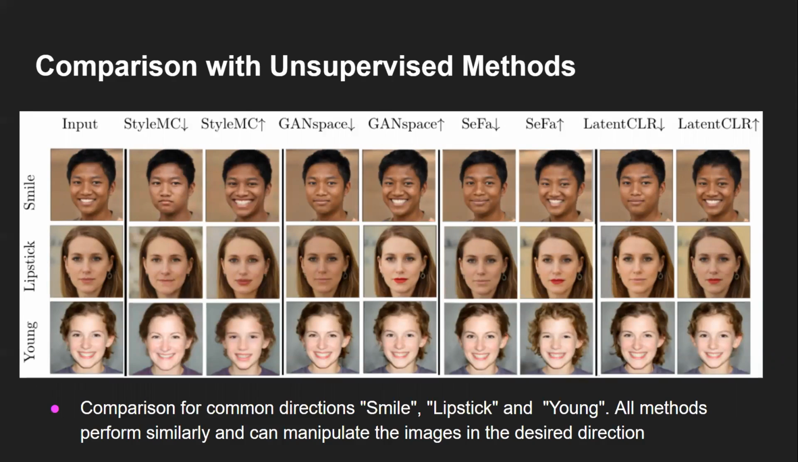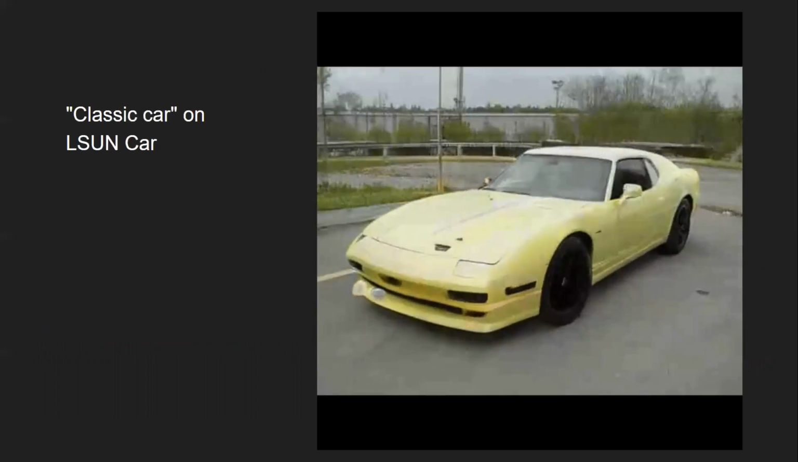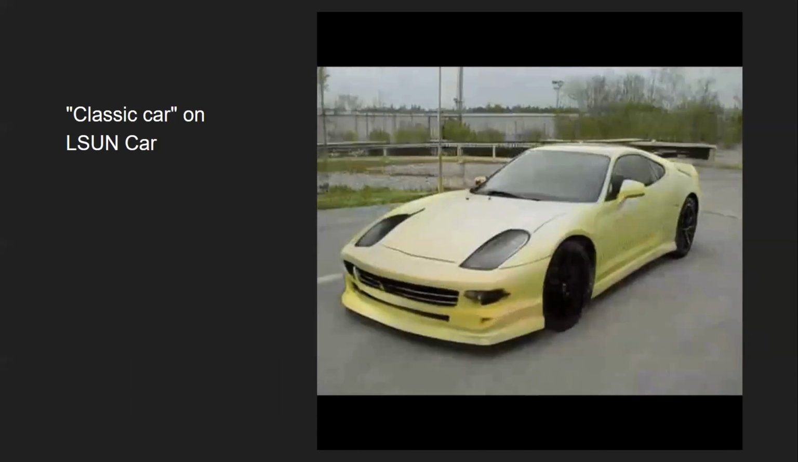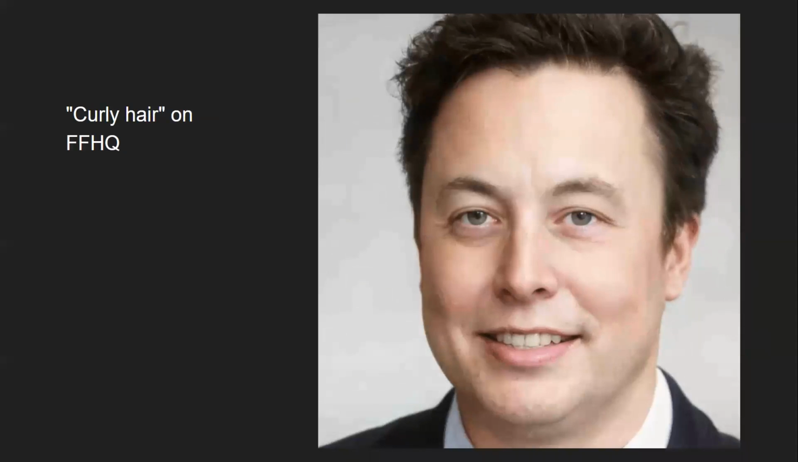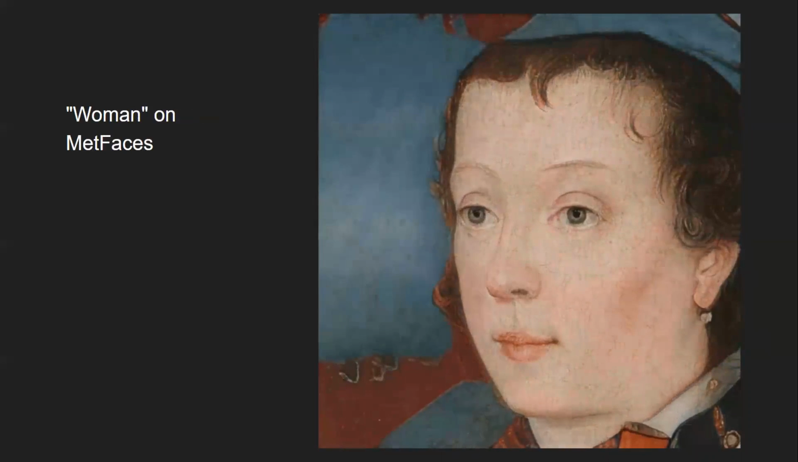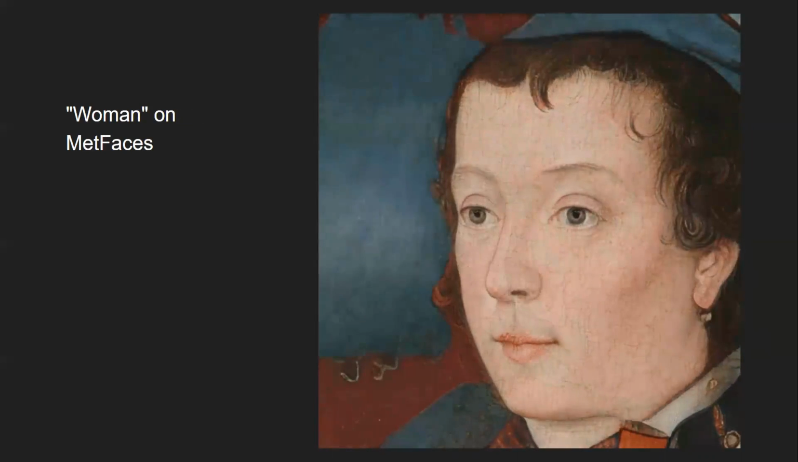As can be seen, all methods perform similarly and can manipulate the images in the desired direction. We will show some example videos. Here is the edit for classic car on Elsun dataset. The edit for smile on FFHQ. And curly hair. And finally, here is the edit for text prompt woman on MEDFaces dataset.